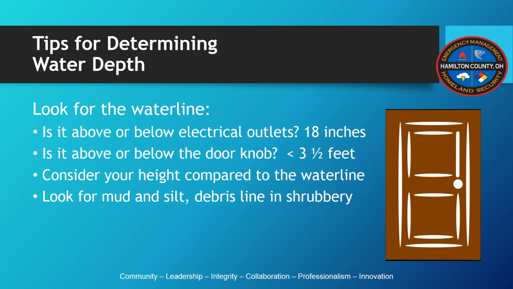It is important to accurately determine the height of the water line after a flooding event. You can use other objects to help judge the water level height. Comparing the water line to your own height, to a doorknob, which is often 3.5 feet high, or to electrical outlets, which are often 18 inches from the floor, may help you more accurately estimate the waterline height.